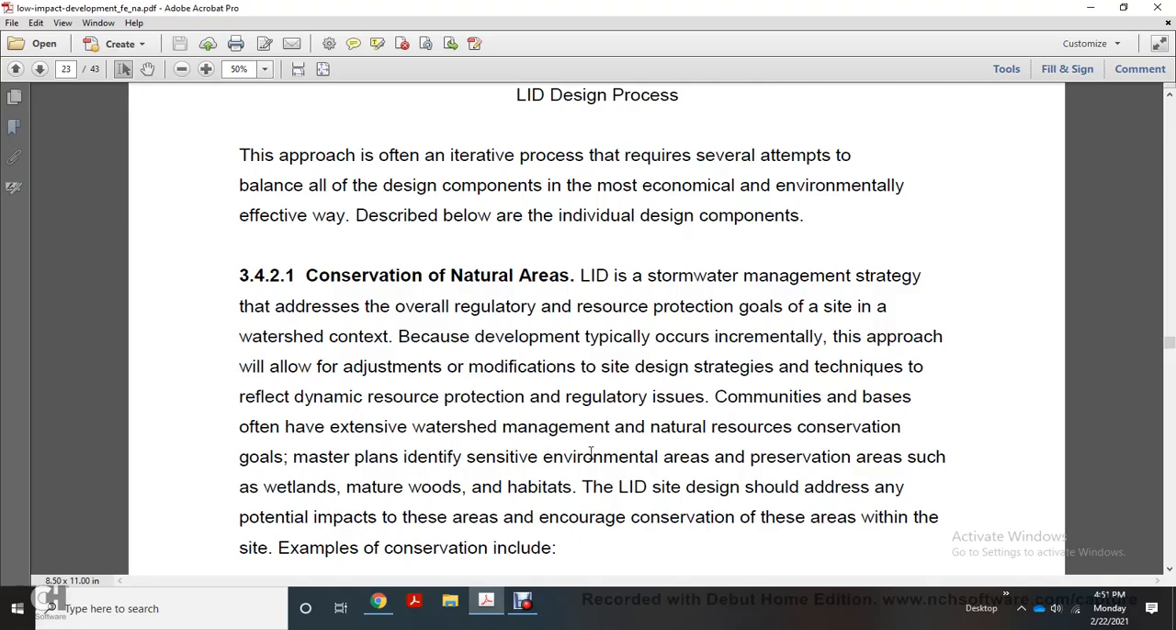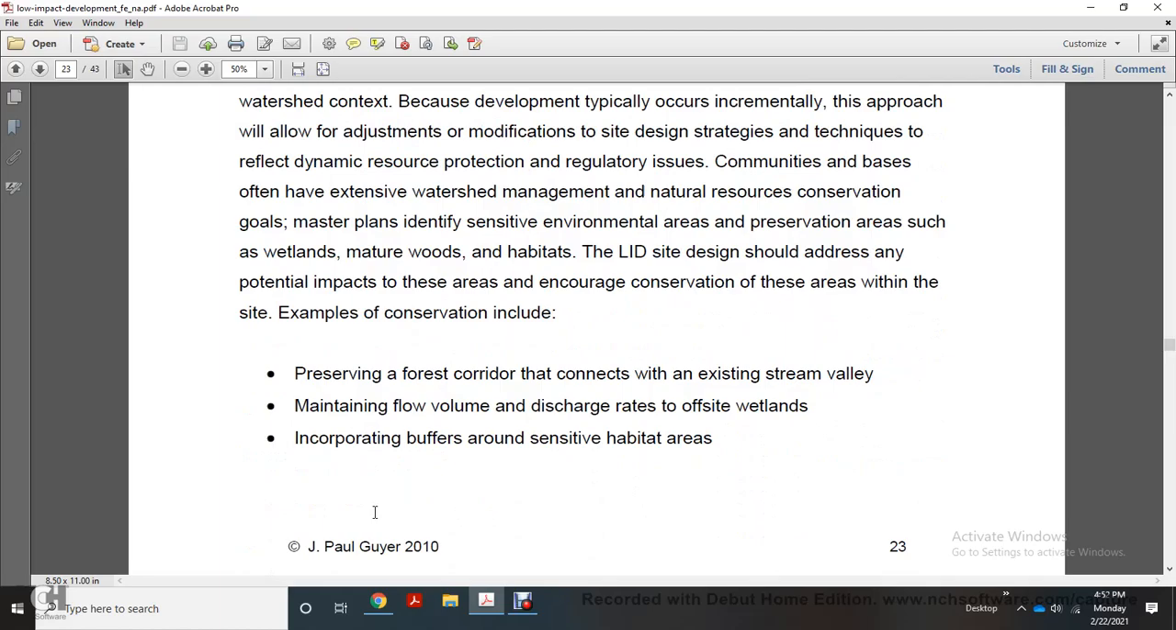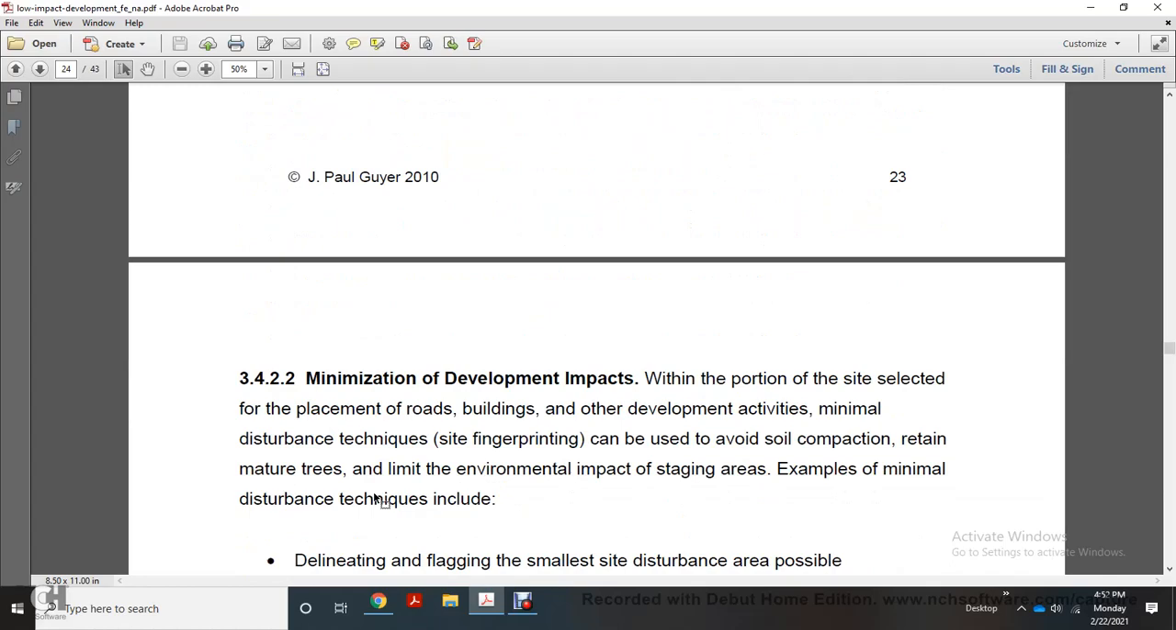Master plans identify the site and sensitive environmental areas, preservation areas such as the wetlands, mature woods, and habitats. Low impact development site design should address any of the potential impacts on these areas and encourage conservation within the site. Examples of conservation include preserving the forest corridor that connects the existing stream valley, maintaining flow volume and discharge rate to offset wetlands, and incorporating buffers around sensitive habitat areas.